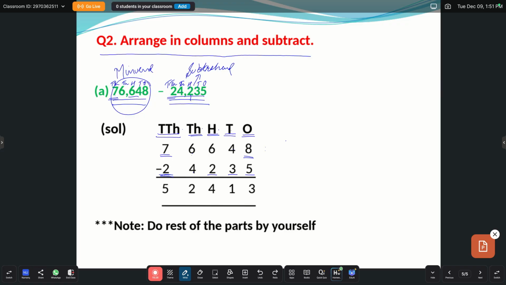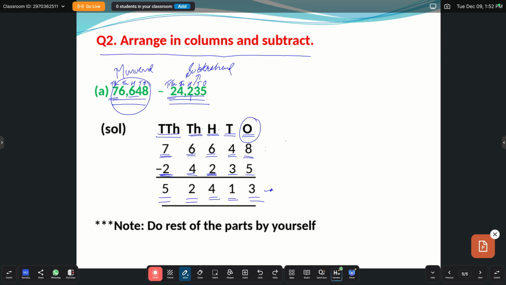After arranging these numbers in columns, what do we have to do? We have to subtract them and find the difference. We will begin our subtraction from the ones column. Tell me, boys, what is 8 minus 5? It's 3. What is 4 minus 3? It's 1. What is 6 minus 2, beta? It's 4. What is 6 minus 4? It's 2. And what is 7 minus 2?